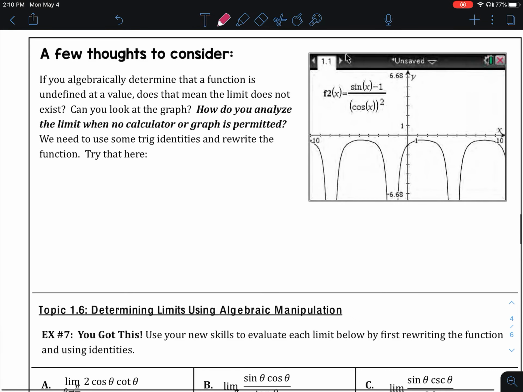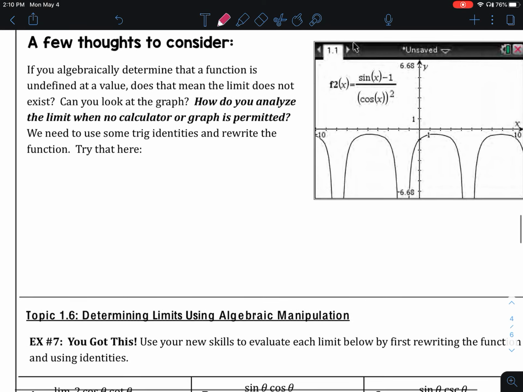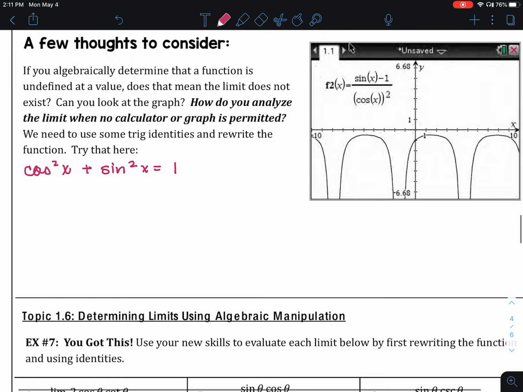But sometimes it's not. And when I look at this function, sine of x minus 1 over cosine squared of x, it brings me back to our identities. We know that cosine squared of x plus sine squared of x equals 1. And so if that equals 1, we could simplify this expression here. So I'm going to write that out.